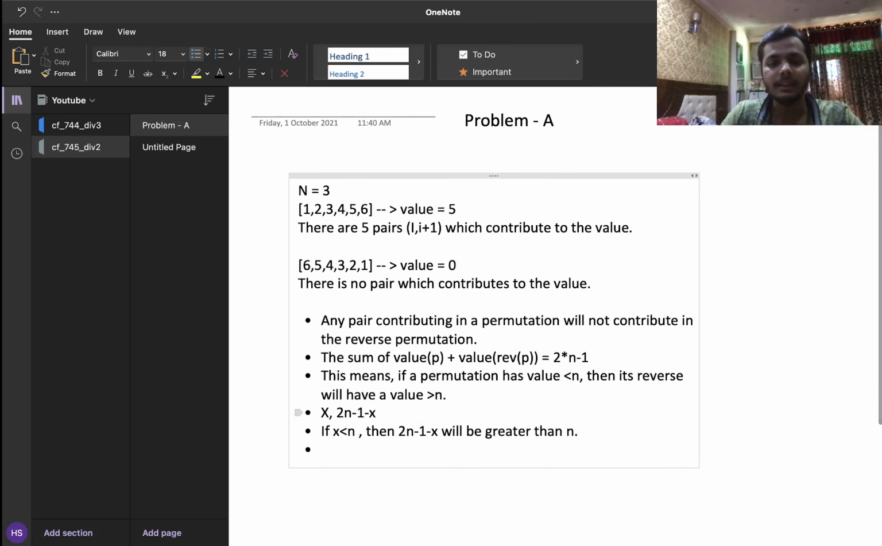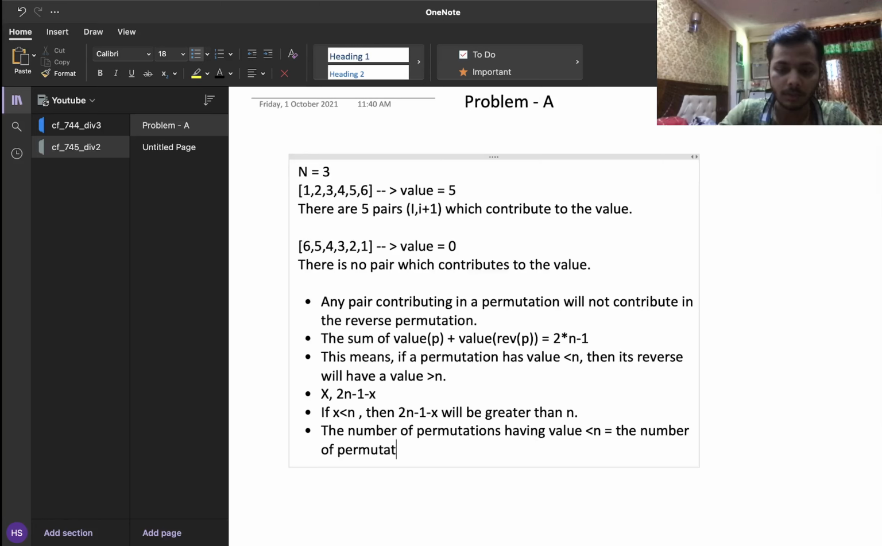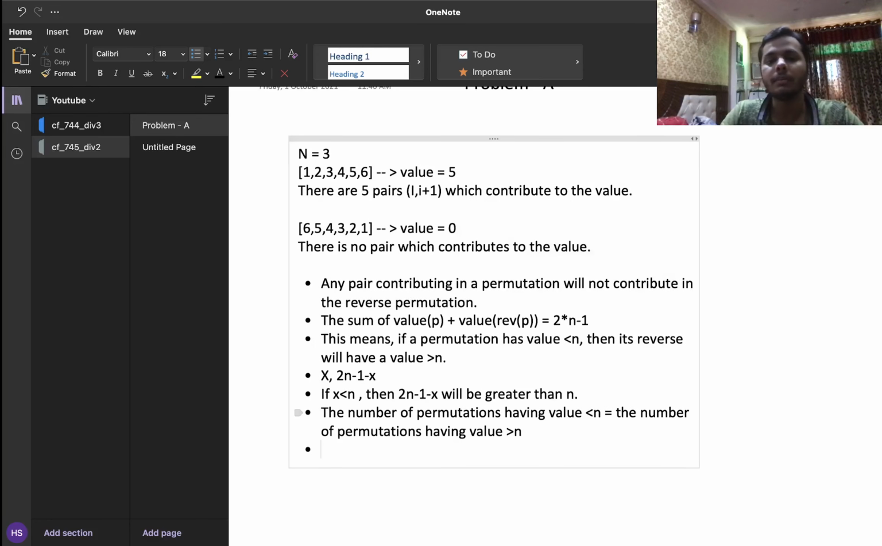So this basically means that the number of permutations having a value less than n is equal to the number of permutations having value greater than n, right? And we need the number of permutations having values greater than or equal to n. So we know that this number is equal to the number of permutations having values less than n.